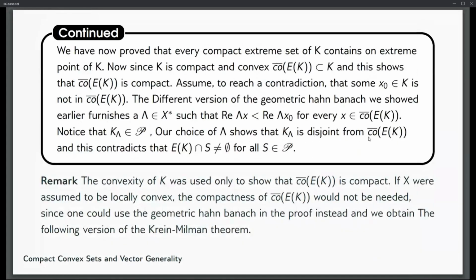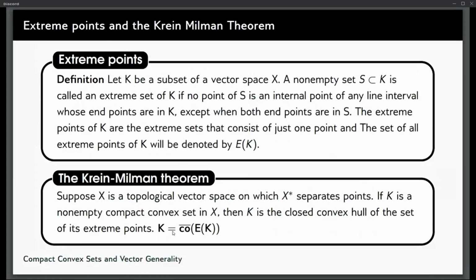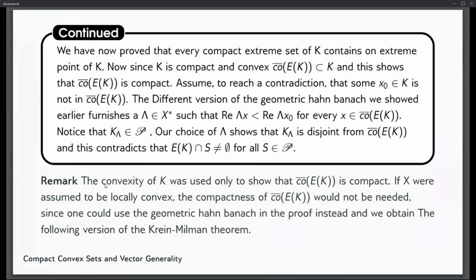So k lambda is disjoint from this set, and this contradicts that the set of extreme points intersection S is not equal to phi for all S. And this is our contradiction here. So we have shown that K is now the closed convex hull of its set of extreme points, in this case at least. And notice that the convexity of K was just used to show that co-bar of EK is compact, right? So if X was to be just locally convex, the compactness here would not be needed.